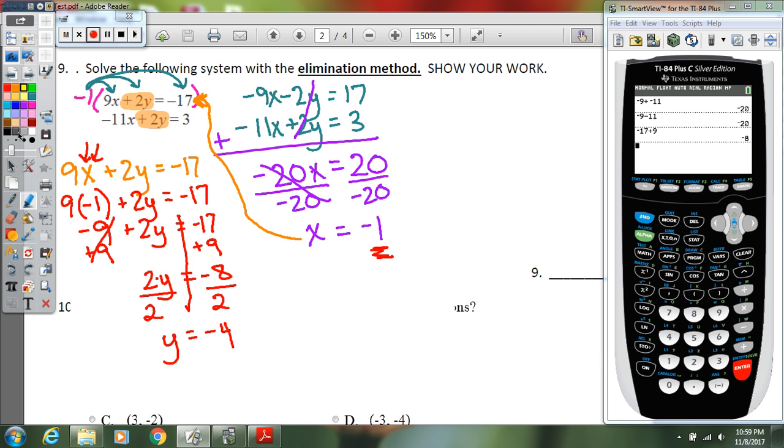Okay, so if I look at what I've got, don't I have an x value and a y value? That means I can write my ordered pair. Guys, the answer is going to be negative 1, comma, negative 4. And it's in parentheses. That looks a little bit funny because I tried to squeeze it in. Negative 1, negative 4. It always goes x, comma, y.